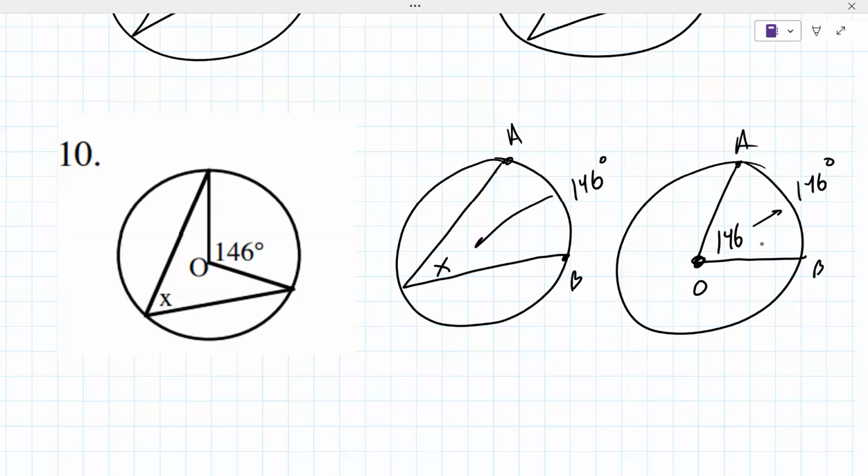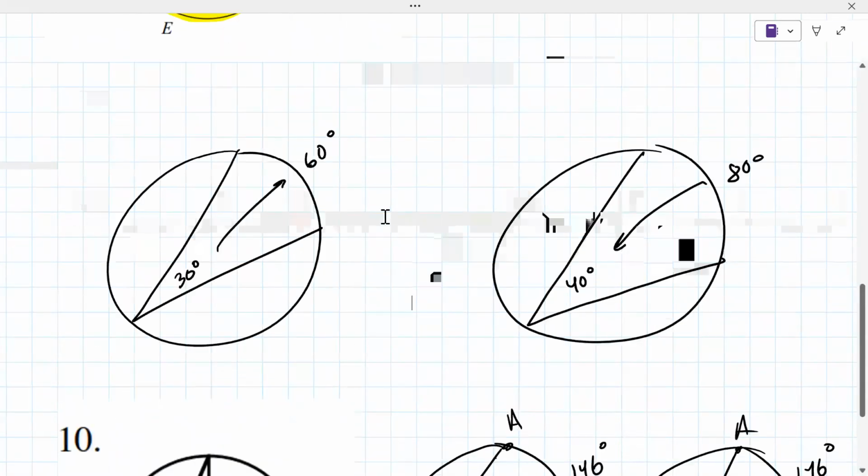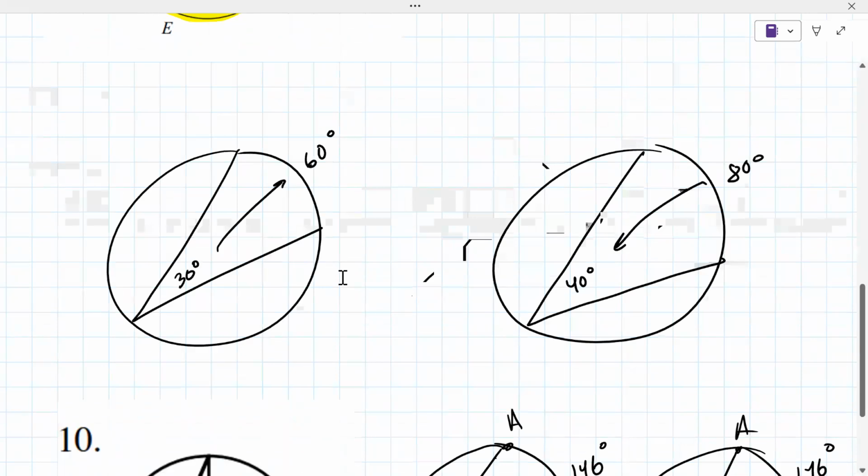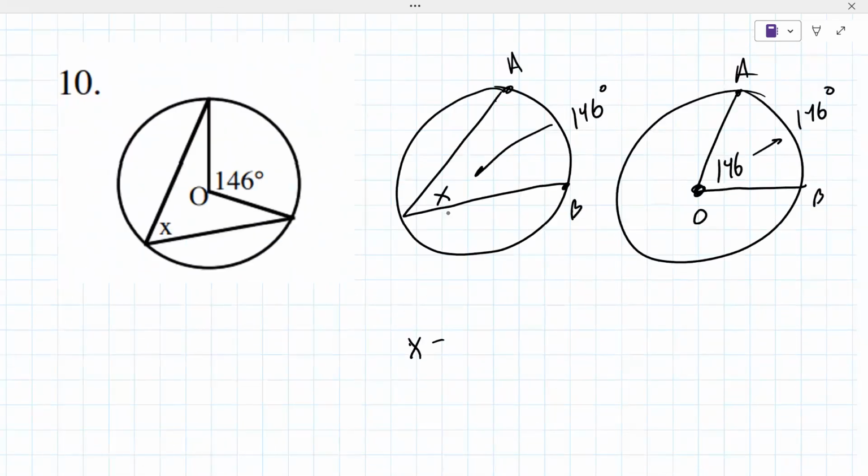So how do you use that to find X? Wouldn't X be 146? Nope. You missed that entire conversation we just had 2 minutes ago. Try one more time. I'm not completely sure. We'll go back up to this and look at it. Oh, it's half. Yeah. Sorry. So that would be 73. X is 73 degrees.